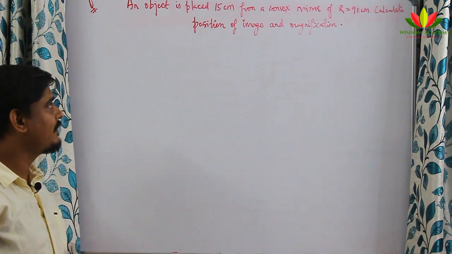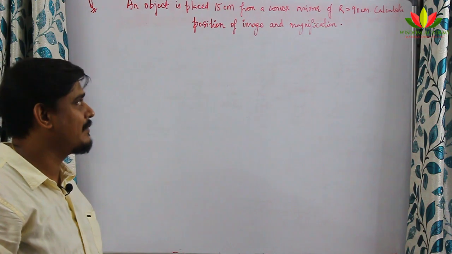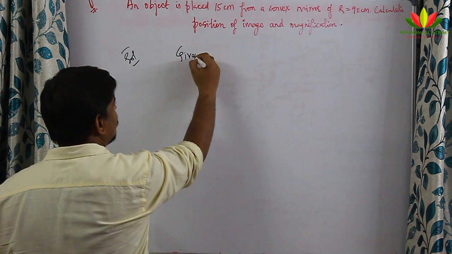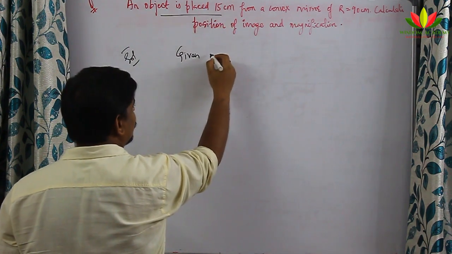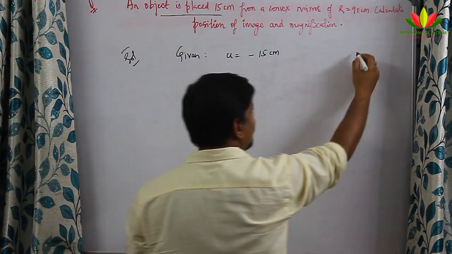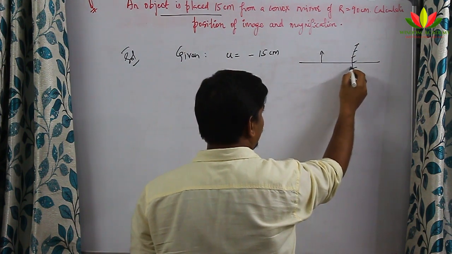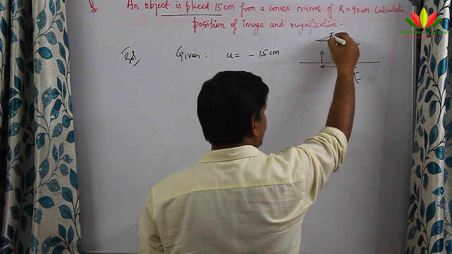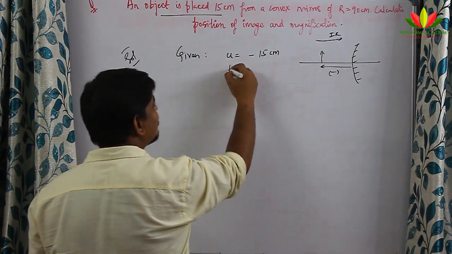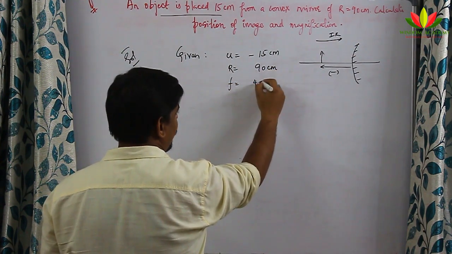An object is placed 15 centimeter from a convex mirror of R 90 centimeter. Calculate the position of image and magnification. So in this question, what is given? The object is placed, so U is given as 15 centimeter. Remember that U will be negative. Why negative? This is the convex mirror and you are placing the object somewhere here, so definitely it is against the direction of the incident ray. So it will be taken as negative. U is minus 15 centimeter. R is given as 90 centimeter. Definitely F will be equal to 45 centimeter.